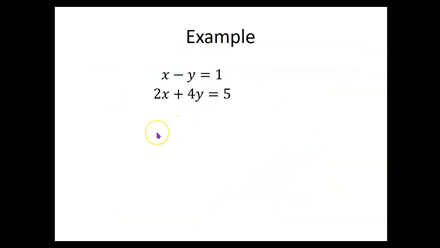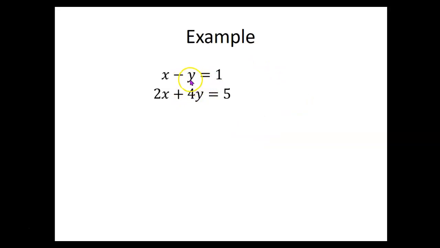Next example, x minus y equals 1, 2x plus 4y equals 5. So we are back to a linear system. We know that this is only going to have one solution unless it doesn't have any at all, or unless it is a dependent system with infinitely many solutions. And we can use either one of the methods we talked about, the substitution method or the elimination method. Whichever one. They're about equally easy on this one.